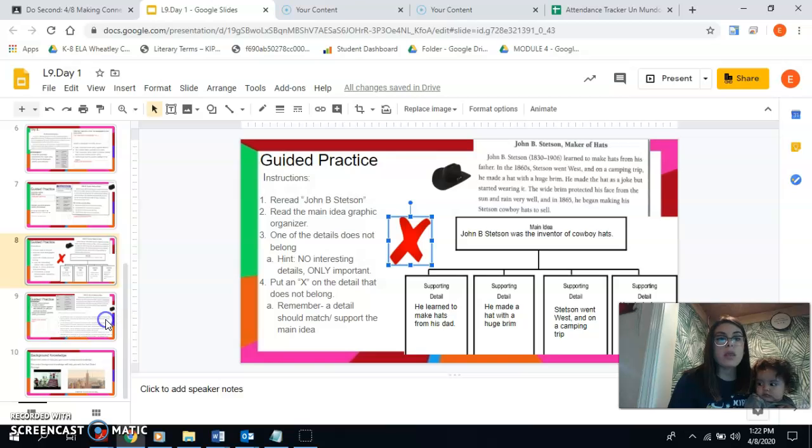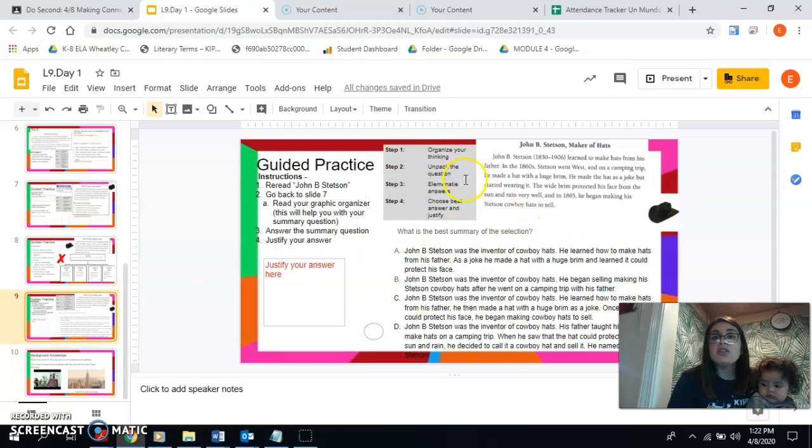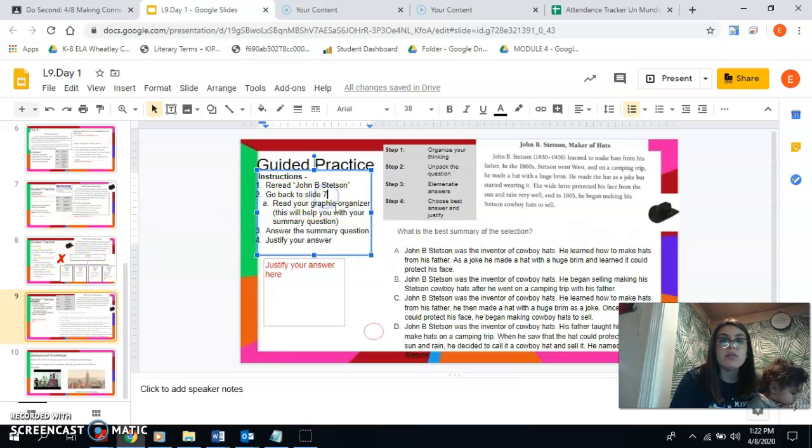Then you're going to answer this question. So it says, reread this hat. So you're reading it again. Yes, you're going to understand what a scented hat is. Then you're going to go back to slide 7. So you're literally going back over here and you're going to slide 8. You're going to go back to slide 8. Let me fix that for you.